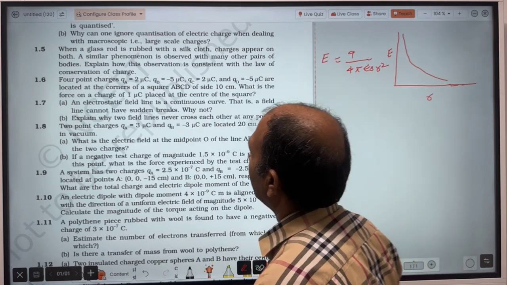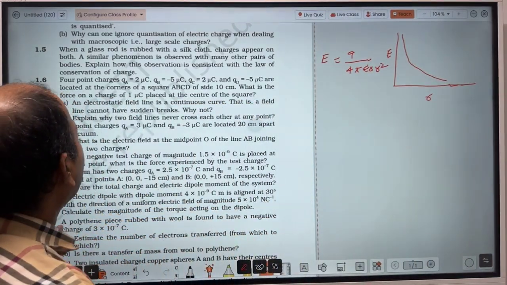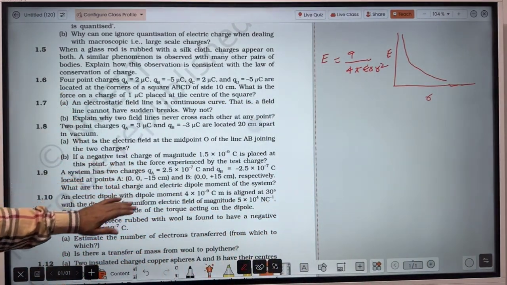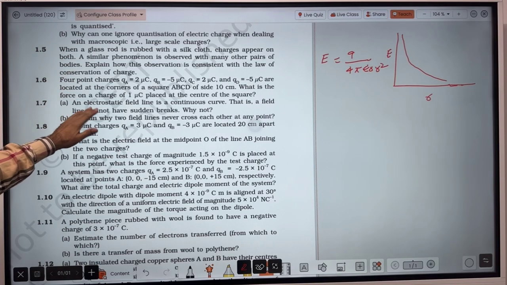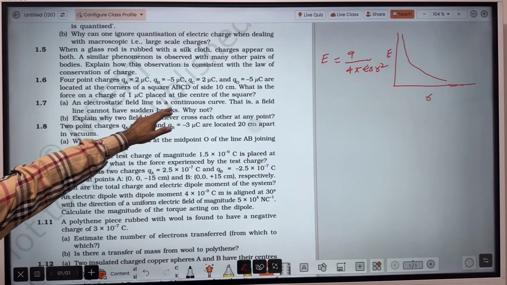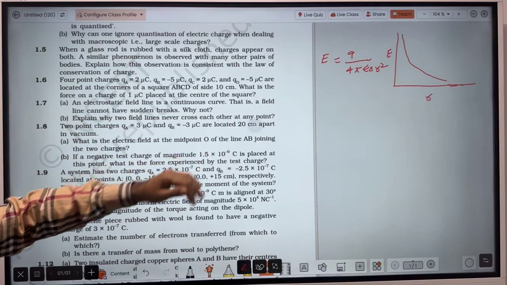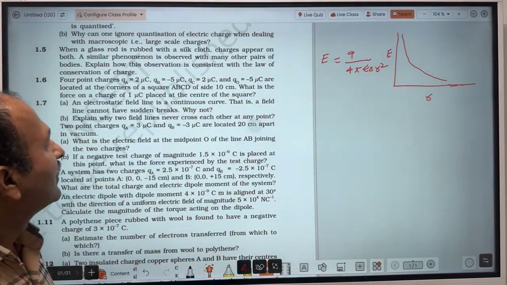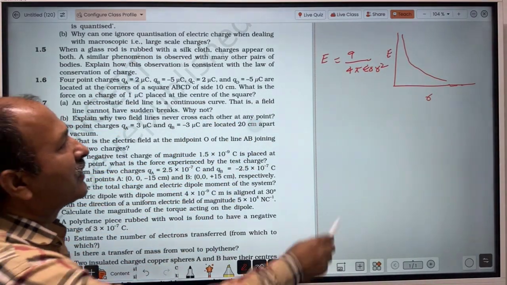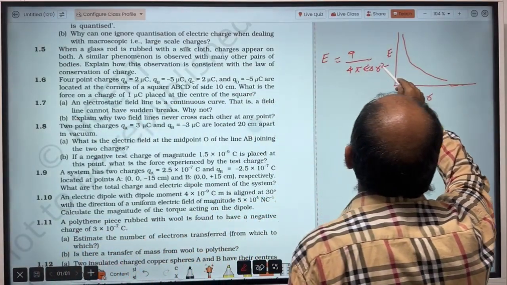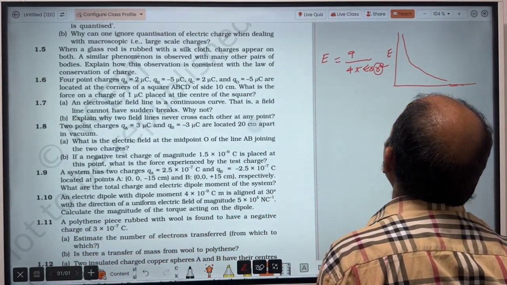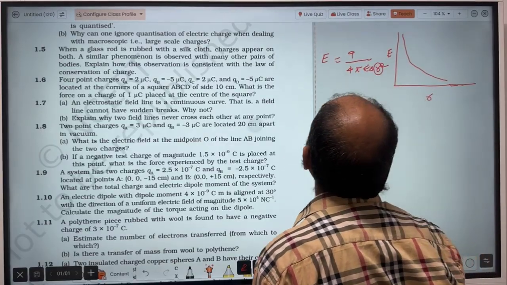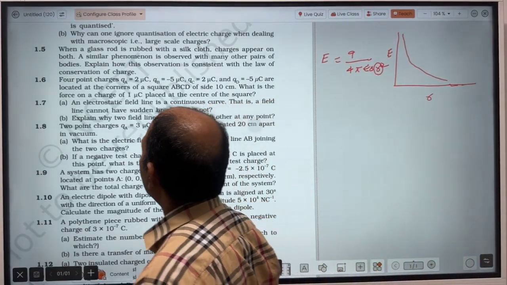So the same thing is given here: an electrostatic field line is a continuous curve. So this is the logic. Field lines will be continuous and they cannot have a sudden break. If a sudden break happens, it means what? The field is suddenly zero. It means R has become infinity. Suddenly R can't become infinity, so that is not possible.